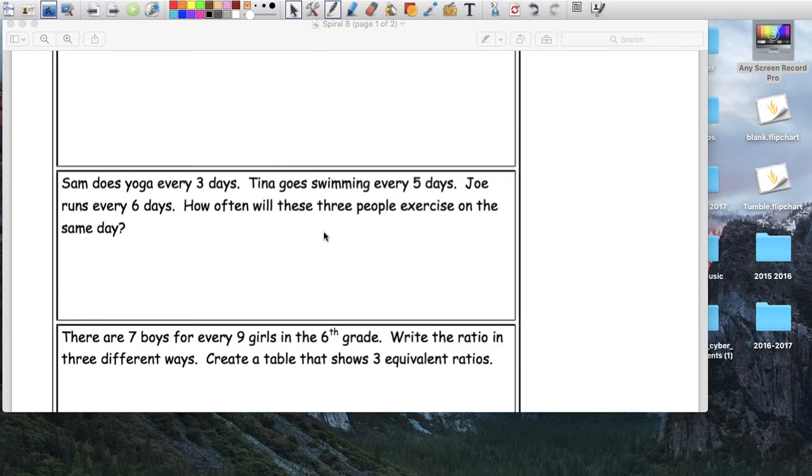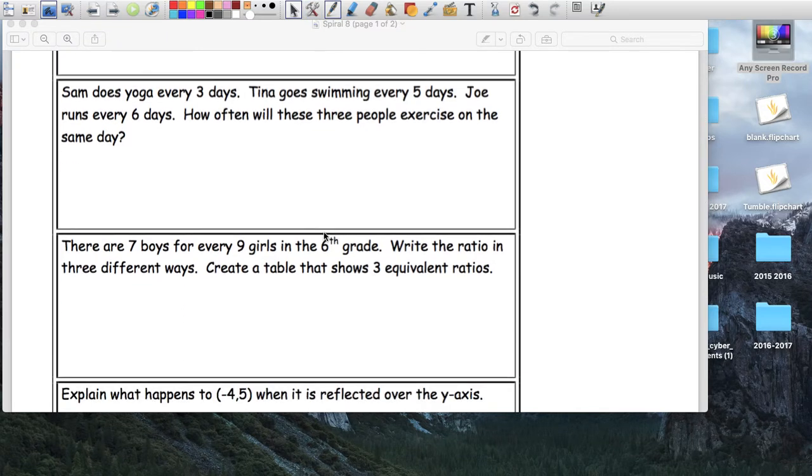Clear annotations. There are 7 boys for every 9 girls in the 6th grade. Write the ratio in 3 different ways. Create a table that shows 3 equivalent ratios. All right, so 7 boys for every 9 girls. I can write it 7 to 9. And 7 over 9, where 7 represents the boys and 9 represents the girls. So that's writing it in 3 different ways.